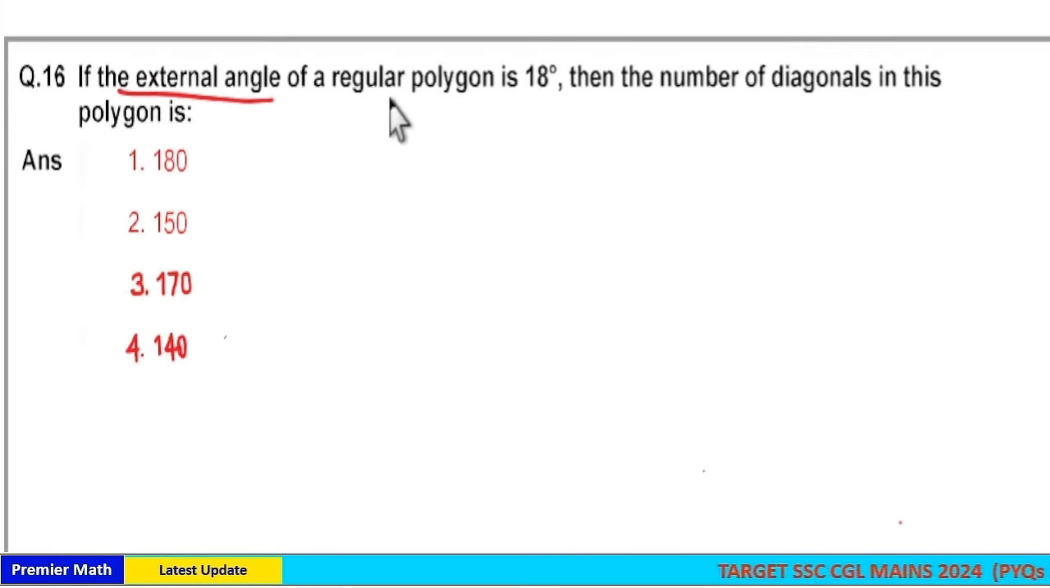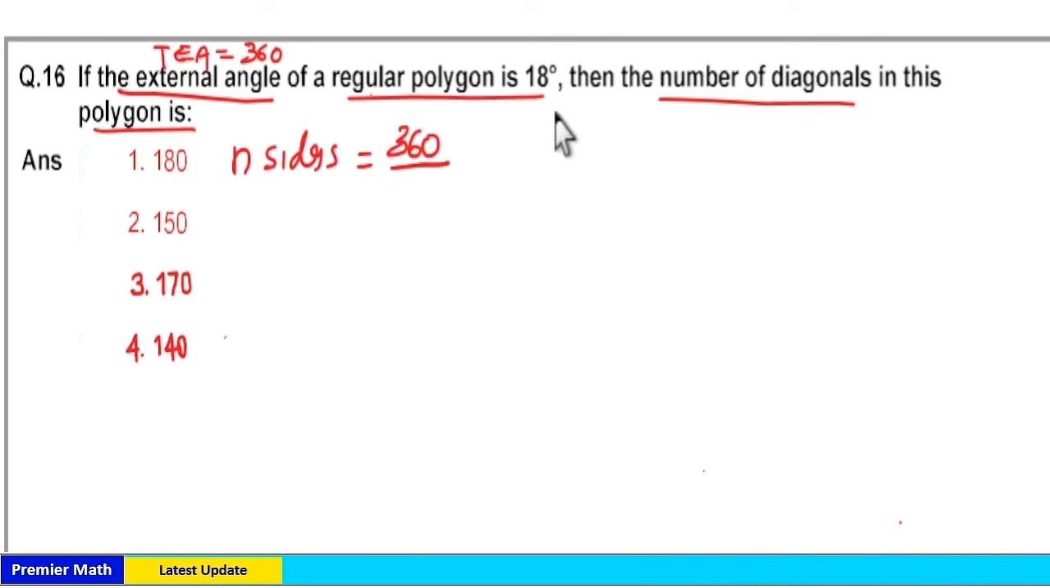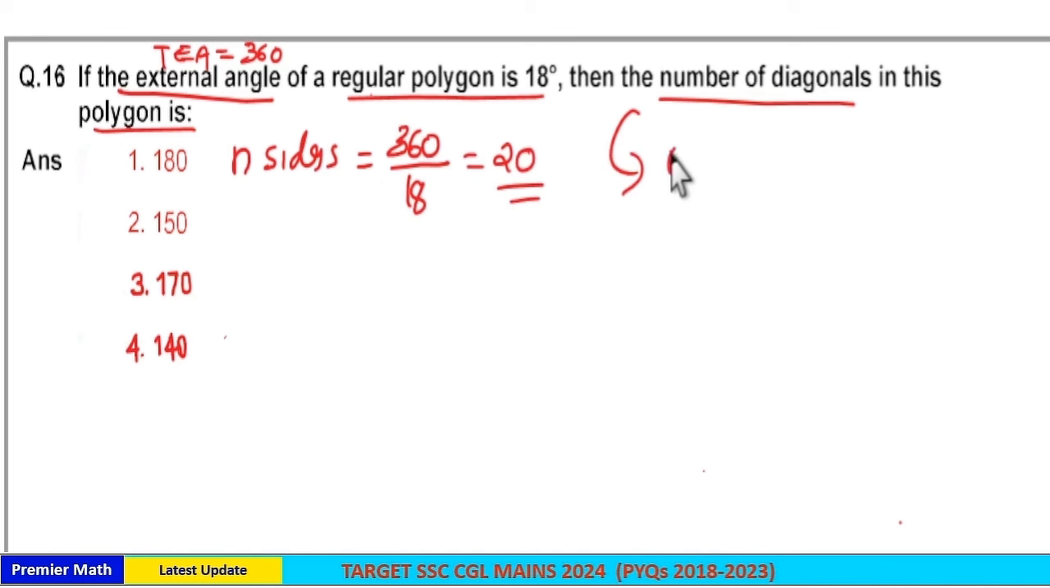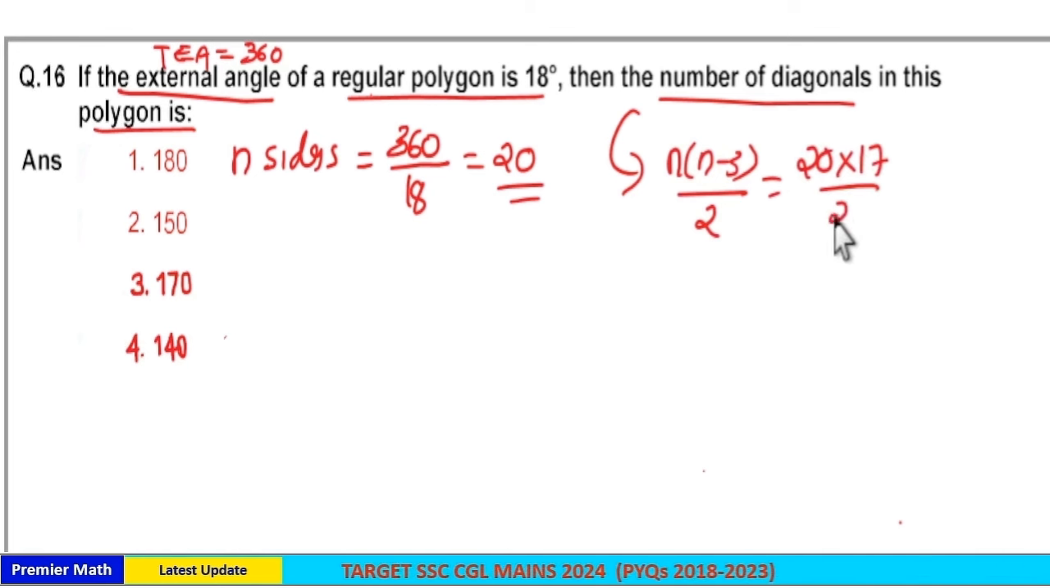If the external angle of a regular polygon is 18 degrees, then the number of diagonals in this polygon is? Here the total external angle of a regular polygon is equal to 360 degrees. Then the number of sides of this regular polygon is equal to the total external angle divided by one external angle, 18 degrees. So 360 by 18 is equal to 20. So there are 20 sides in this polygon. Now the number of diagonals formula is n into n minus 3 divided by 2, which is equal to 20 into 17 divided by 2. 2 goes 10 times in 20. So 170 is the total diagonals in this 20 sided polygon.